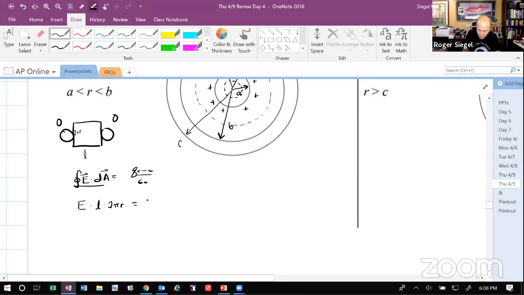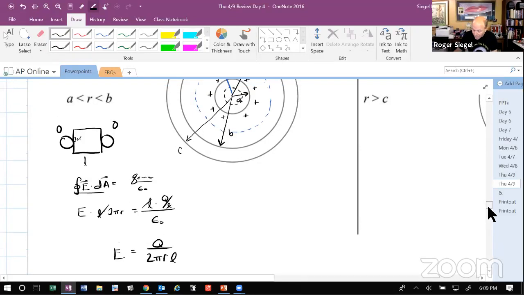Well, we'll make this just as big as it needs to be, because in this problem we're ignoring edge effects. And so we have our length here, and this is going to be length times Q over the length, our total Q, over epsilon naught. The L's will cancel. And so we're going to get E is equal to Q over 2 pi epsilon naught r L, where L is the length of our cylinder.